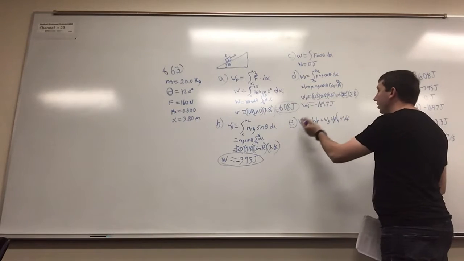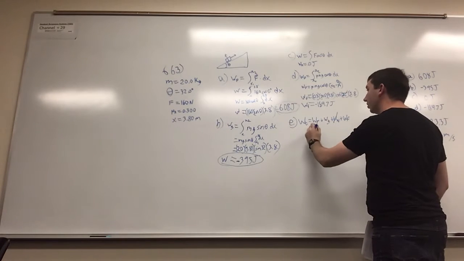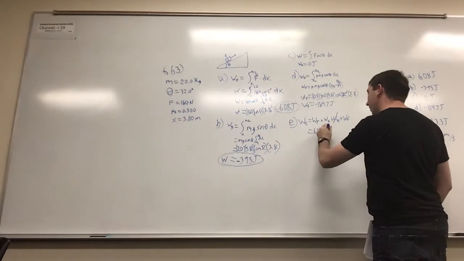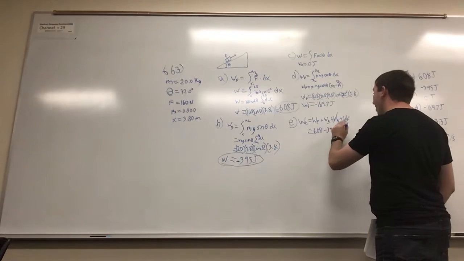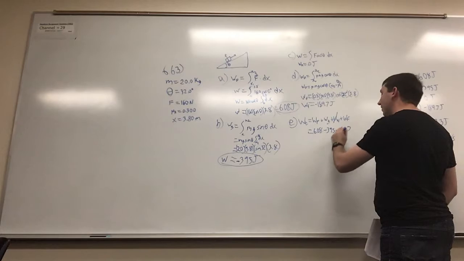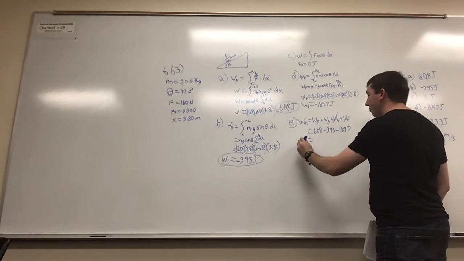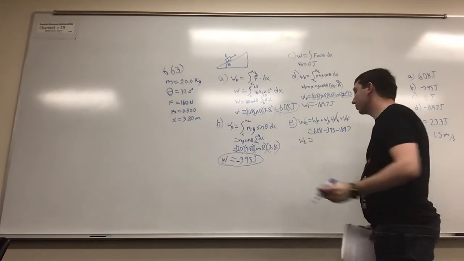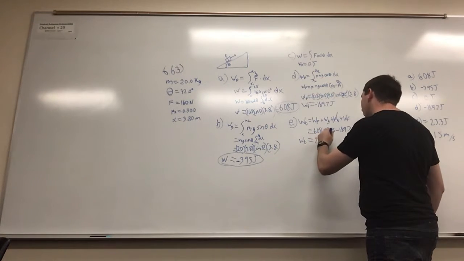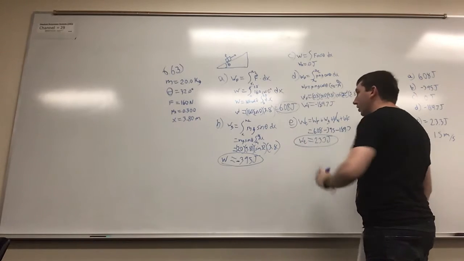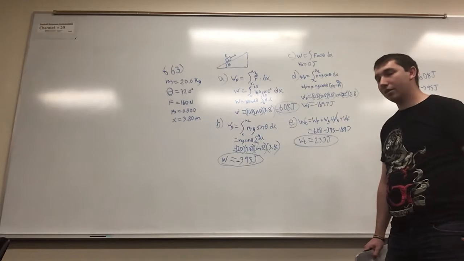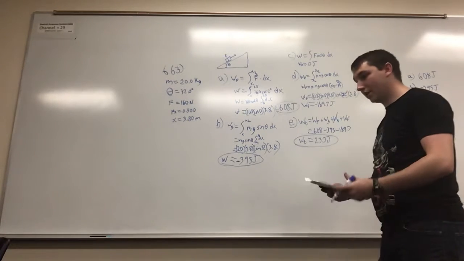This one is 0, and we found all the others, so 680 minus 395, and then minus 189.7. When you do the math, you find that the total work done on the suitcase is 23.3 joules. So that's how much work is done to move the suitcase 3.8 meters up the ramp.